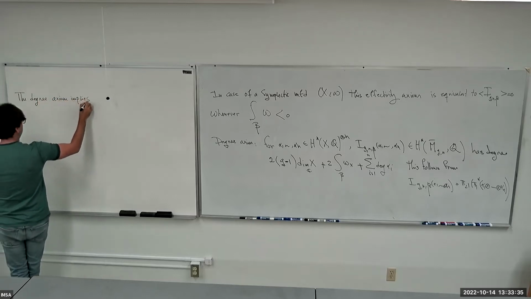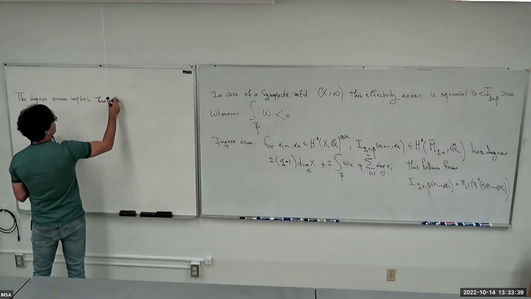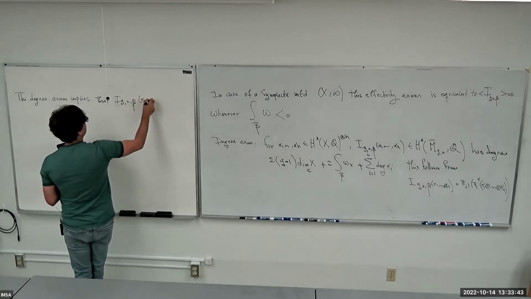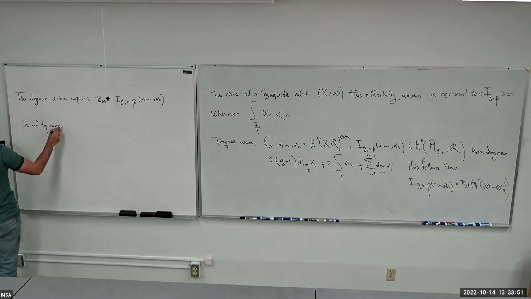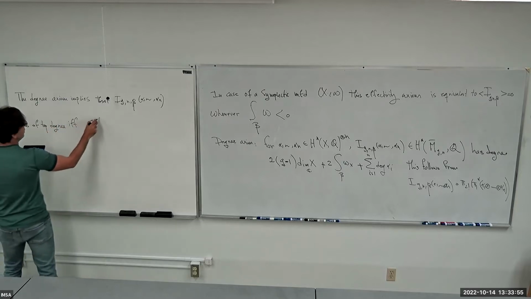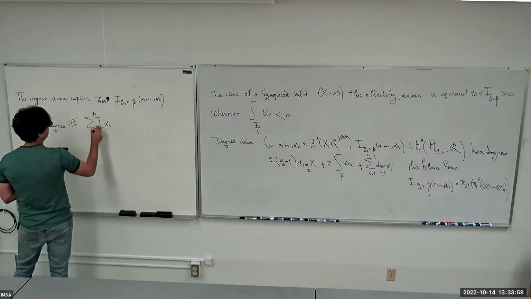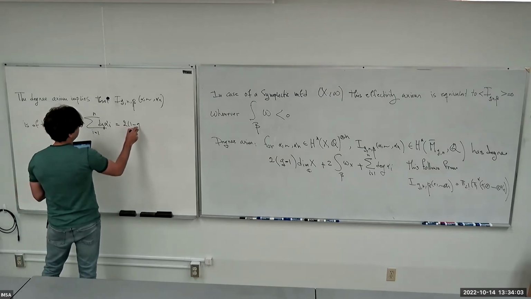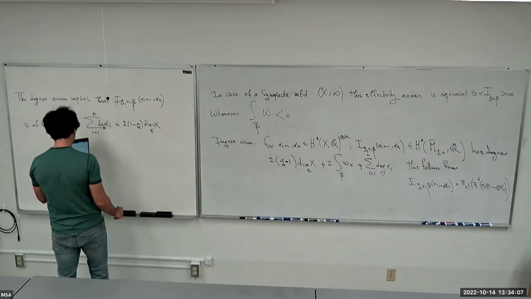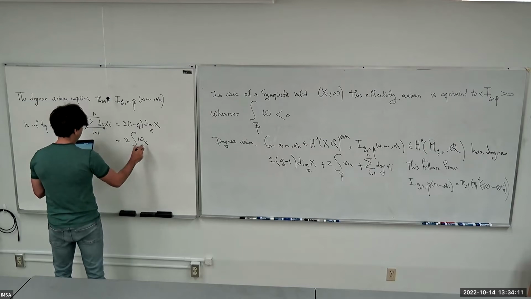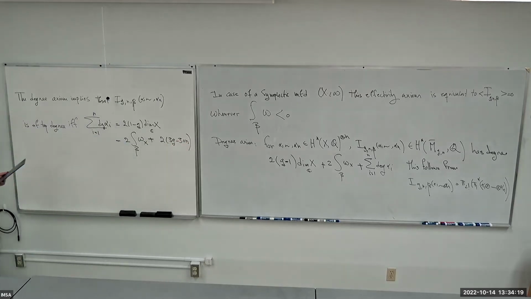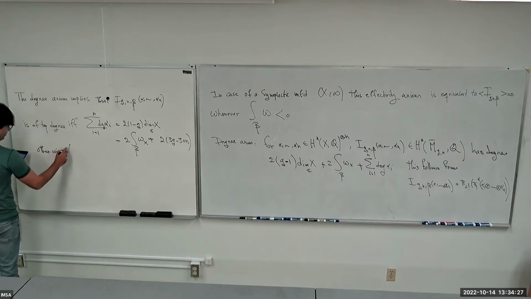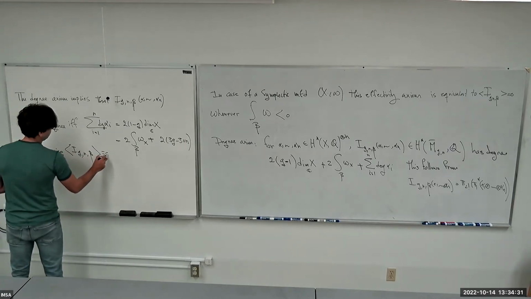The degree axiom implies that I_{g,n,beta} of alpha 1 to alpha n is of top degree if and only if the sum from 1 to n of the degrees of alpha i is 2 times (1 minus g) times the dimension over complex numbers of X, minus 2 times omega of X against beta, plus 2 times (3g minus 3 plus n). Otherwise, I_{g,n,beta} will be equal to 0.